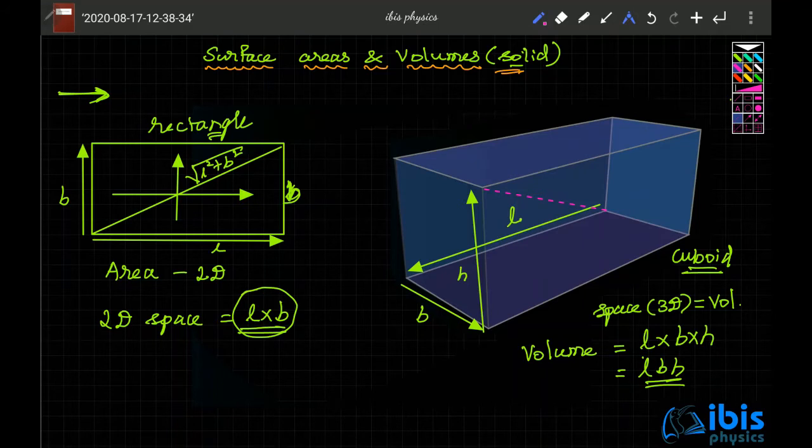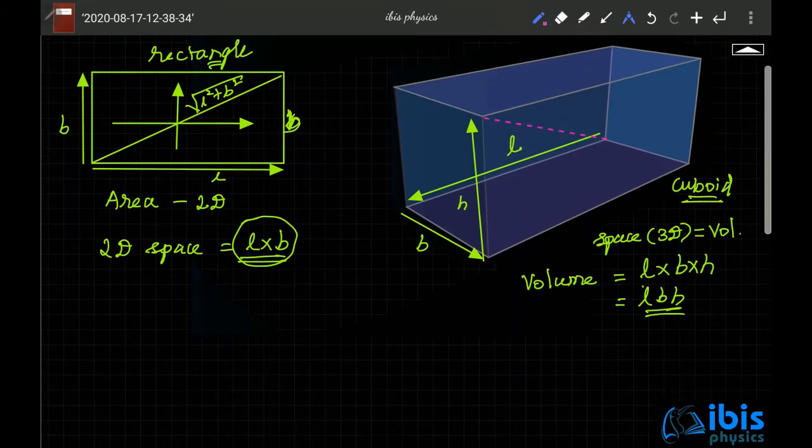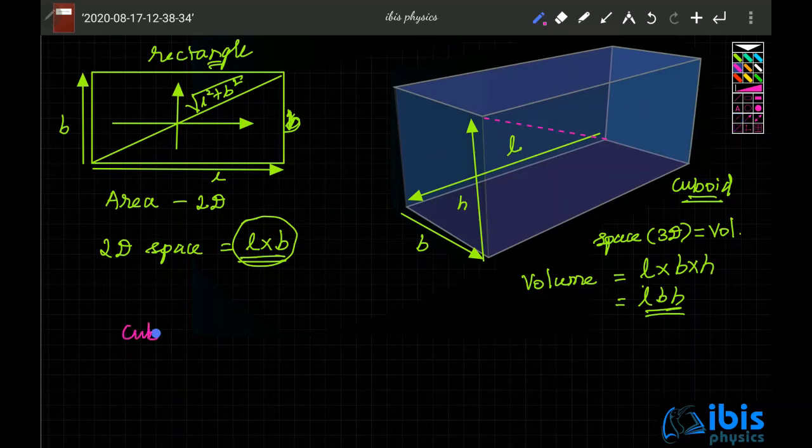characteristics of this cuboid. This cuboid has got how many faces? There is a wall in front of you and behind you. There are two faces, and a wall to the right of you and left of you. 2 plus 2, 4 faces, and above there is a ceiling, below there is a floor. There are 6 faces to a cuboid. So the characteristics of a cuboid: the cuboid has got 6 faces.